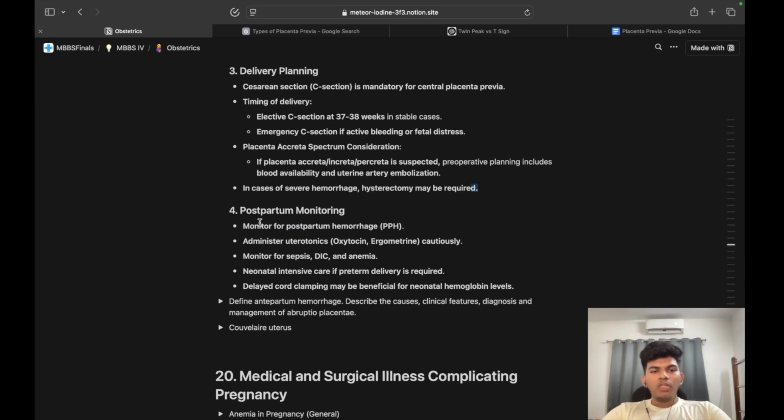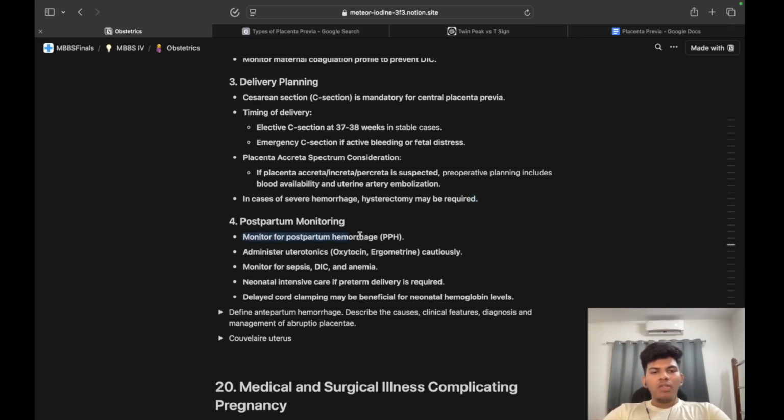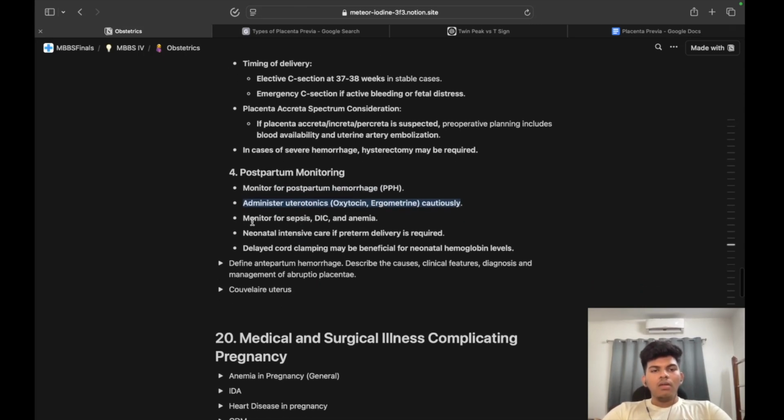Finally, postpartum monitoring after the birth of the baby. Monitor for PPH, administer uterotonics cautiously, monitor for sepsis, DIC, anemia.